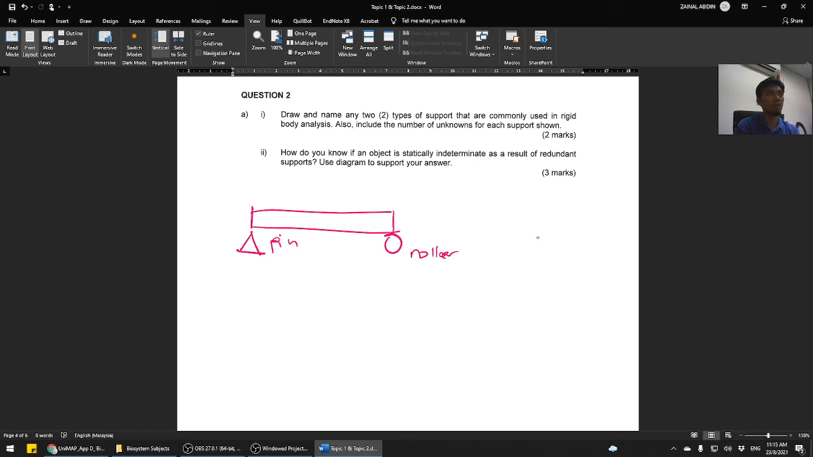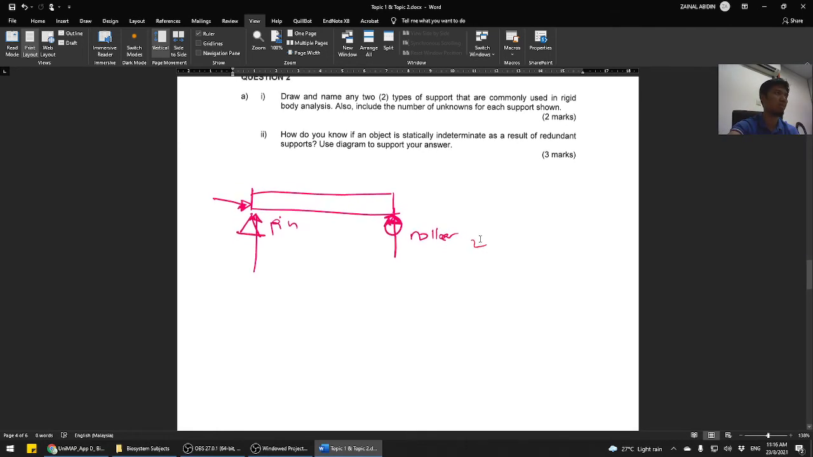Commonly used, yes, this is right. Then, named and drawn, then include the number of unknowns for each support you showed. For pin, you have two forces acting like that. For roller, you have one force on the beam, so you got 2 marks from this simple sketching. You got 2 marks there. Don't leave behind this kind of easy question.